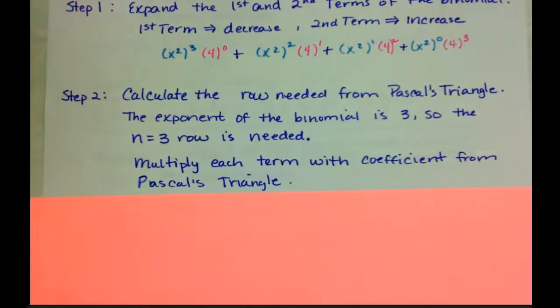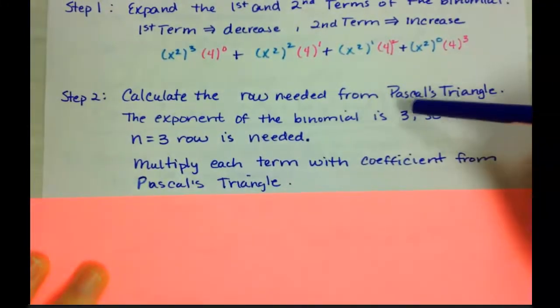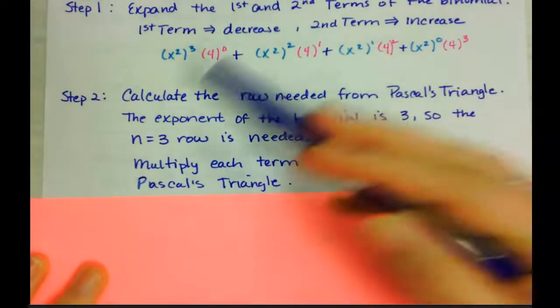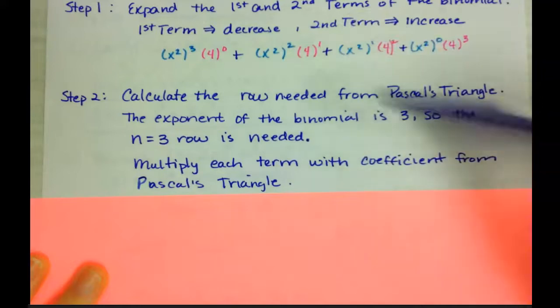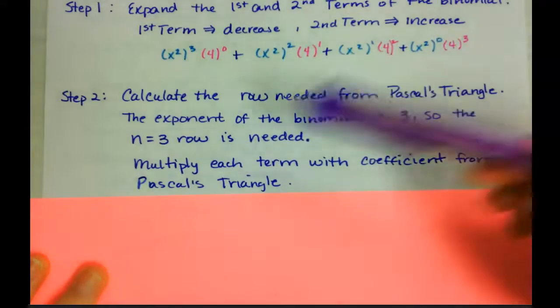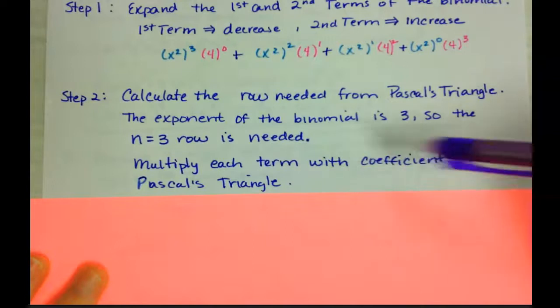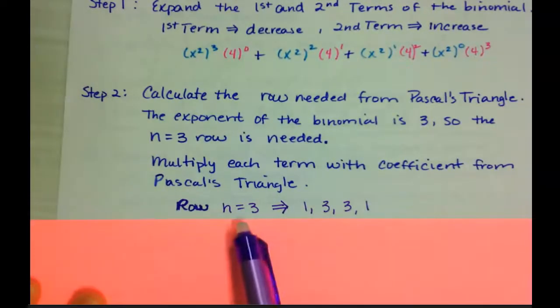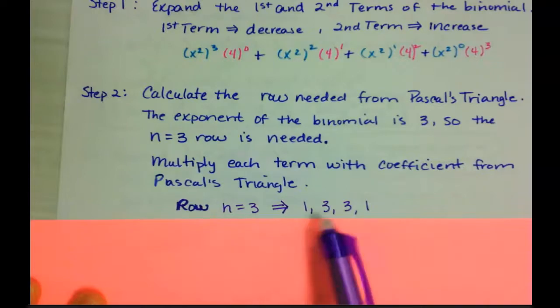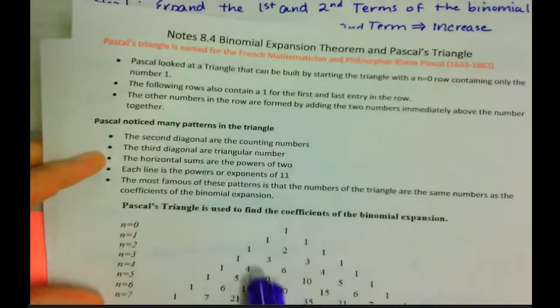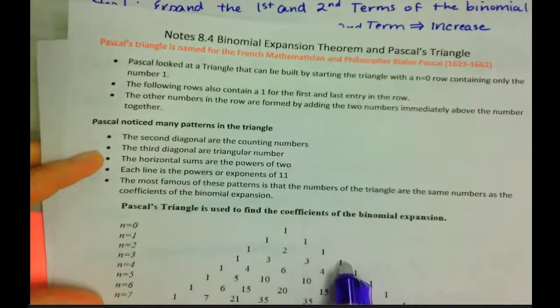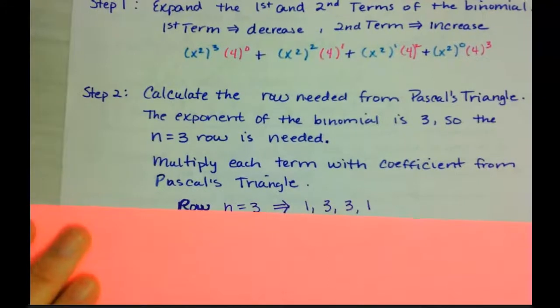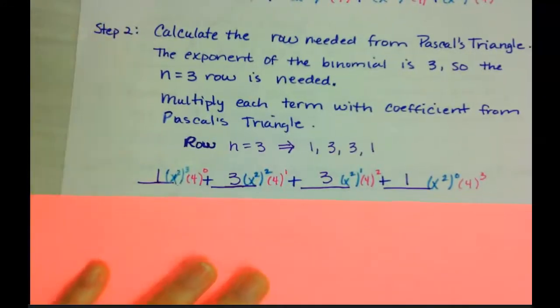In step 2, we calculate the row needed from Pascal's triangle. The exponent of the binomial is 3 in our case, so the n equals 3 row is what's needed. We're going to multiply each term with a coefficient from that row in Pascal's triangle. The n equals 3 row has the numbers 1, 3, 3, 1, and remember that's coming back to here, 1, 3, 3, 1.